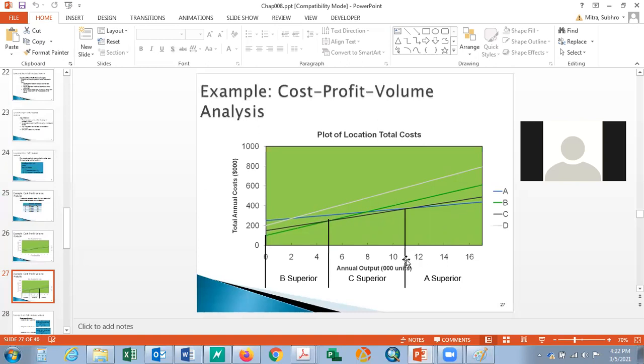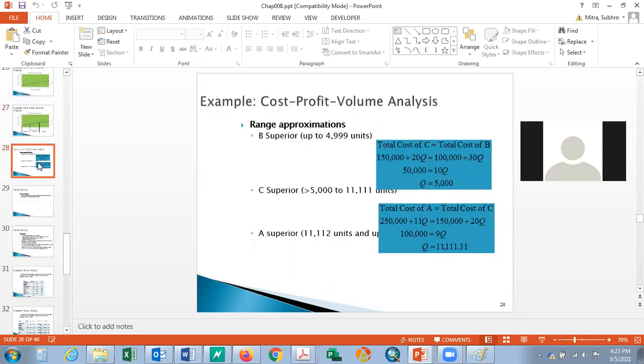So when the production increases, B is no more the best option. If the production is more than 11,000 units, A becomes the best option. Why? Even though A has a very high fixed cost, its variable cost is low. Okay, so A over here had a high fixed cost, but its variable cost, which is represented by the slope of that line, is low. So in the long run, that is a better option. So that's what is worked out here.